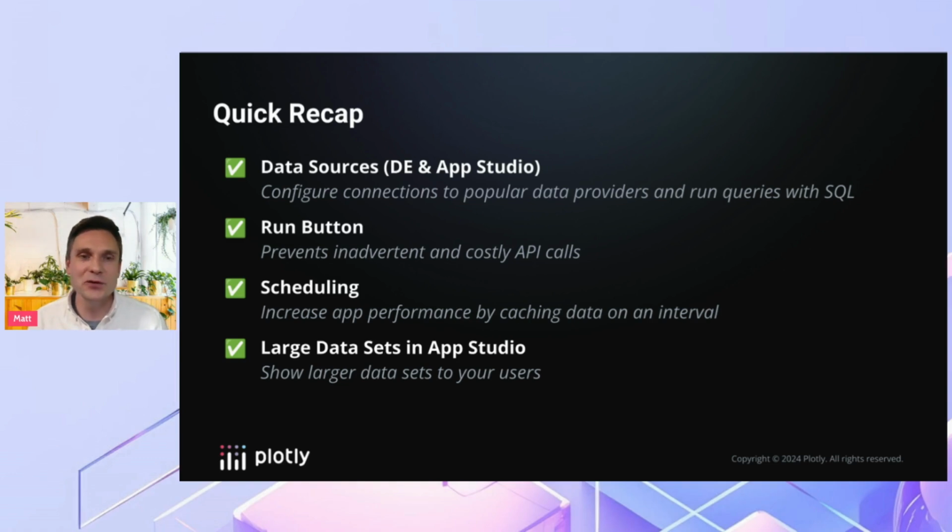Well, we hope you enjoyed taking a look at the exciting new features coming in App Studio in 5.5. Here's a quick recap of what we just walked through. Data sources, making it easier to connect to popular data providers and manage those connections. The Run button, which prevents running application logic unless a button is pressed. The scheduling feature, which increases app performance by caching data on a set interval. And large datasets, showing larger datasets to your users than previously possible in App Studio.